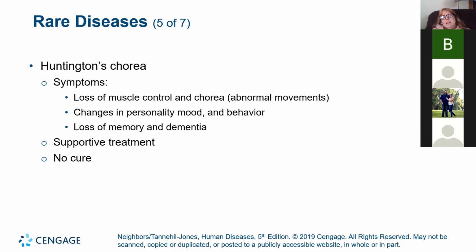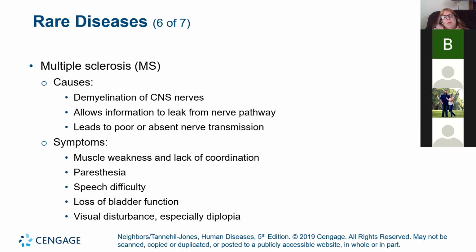It's very sad because it usually happens in people who are 40, and they know they're getting it because usually they've seen a parent die from it. There's no cure. We just have to do supportive treatment for it. There's a genetic test for it. Multiple sclerosis. What happens here is the central nervous system nerves become demyelinated. And so information leaks from the nerve pathways, which means there's poor nerve transmission in both directions.